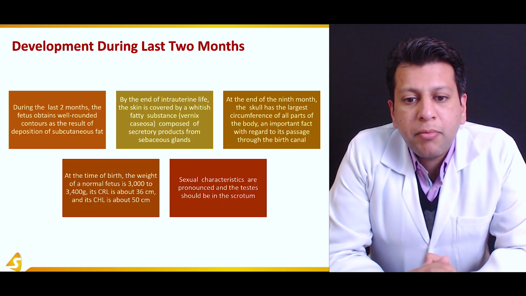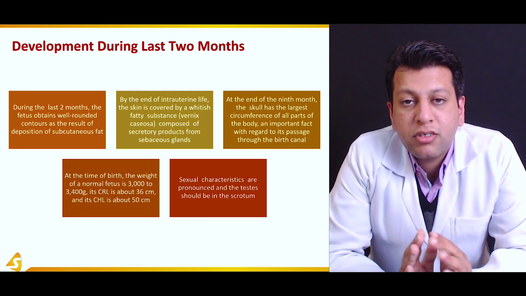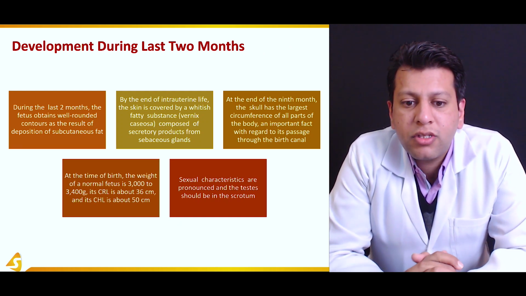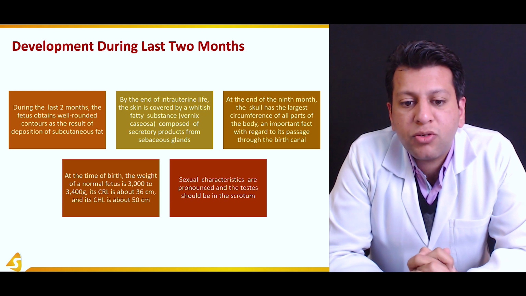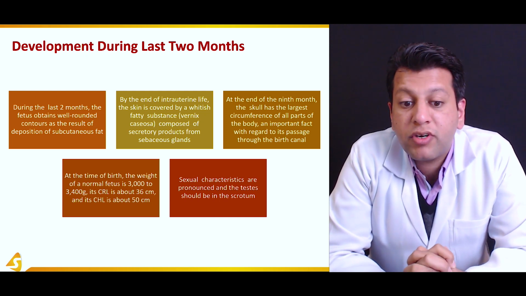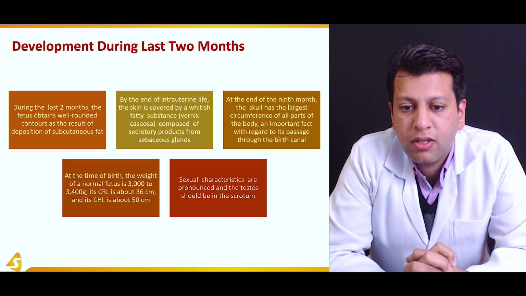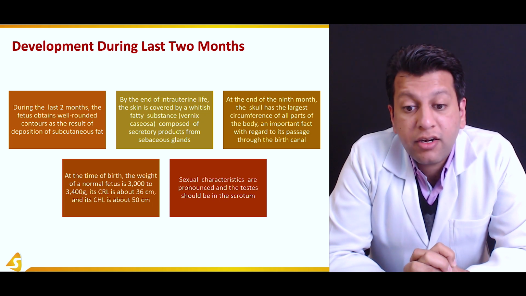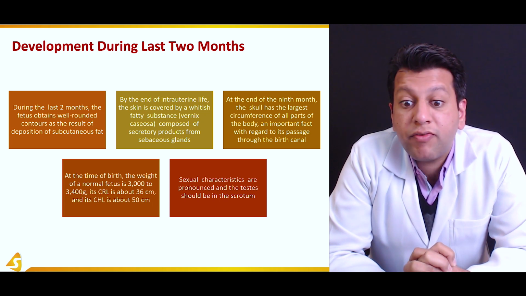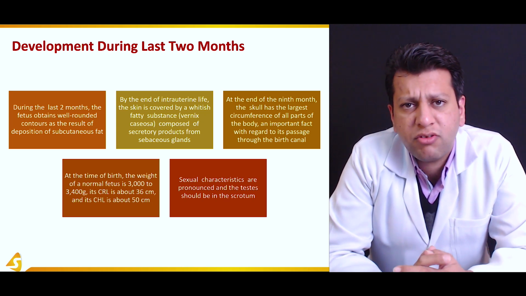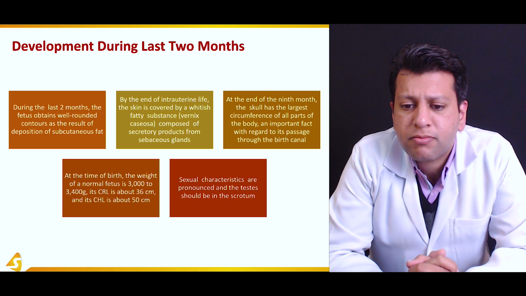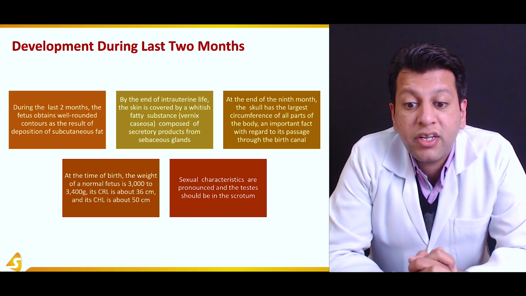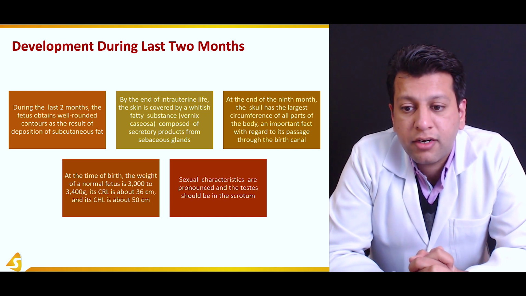Coming to development during the last 2 months. Now, this is just a recap: during the last 2 months, the fetus obtains well-rounded contours as a result of deposition of subcutaneous fat. By the end of intrauterine life, the skin is covered with a whitish fatty substance called vernix caseosa, which is shed off gradually when parturition occurs, composed of secretory products from the sebaceous glands.